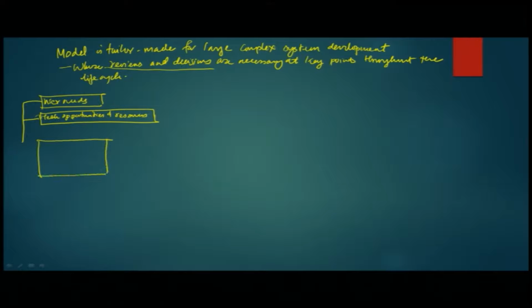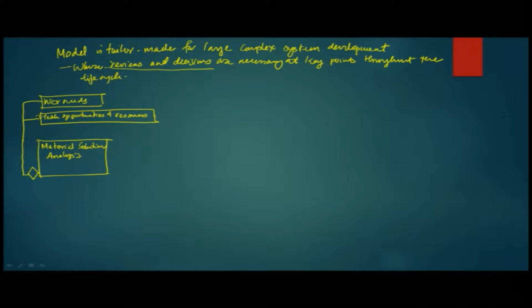So, if we diagrammatically represent this model, the first two things that we need to talk about, which are not part of the model, are the user needs, and the next one, the technology opportunities and resources. So, these two come first, but they are not part of the model. The model starts with the first step, as we said earlier, the material solution analysis. And the first key decision point is right here, the starting point.